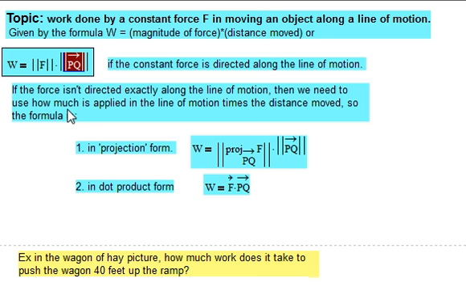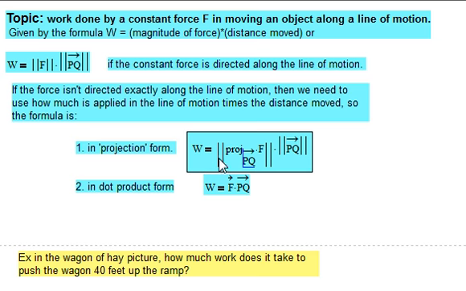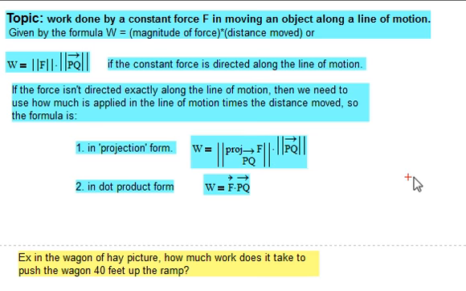then we need to use how much of the force is applied in the line of motion when we calculate work, times the distance that is moved. Okay, so the formula would be this. In projection form, the work done is the length of the projection of F in the direction of PQ times the length of vector PQ. And it turns out that in dot product form, it's just the force vector dotted with the vector describing the motion of the object.